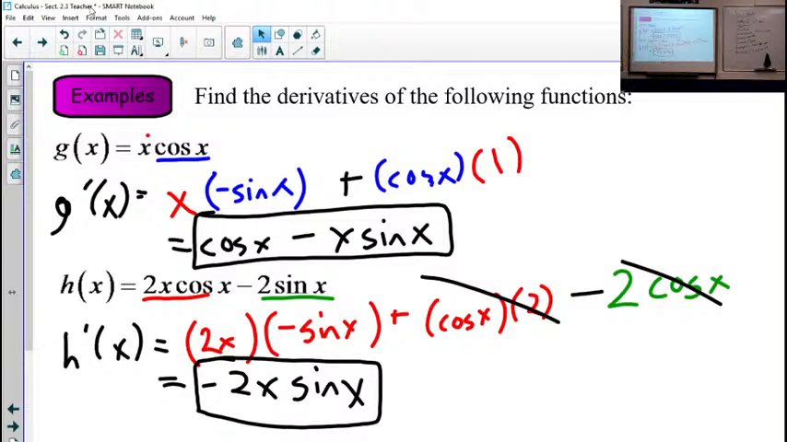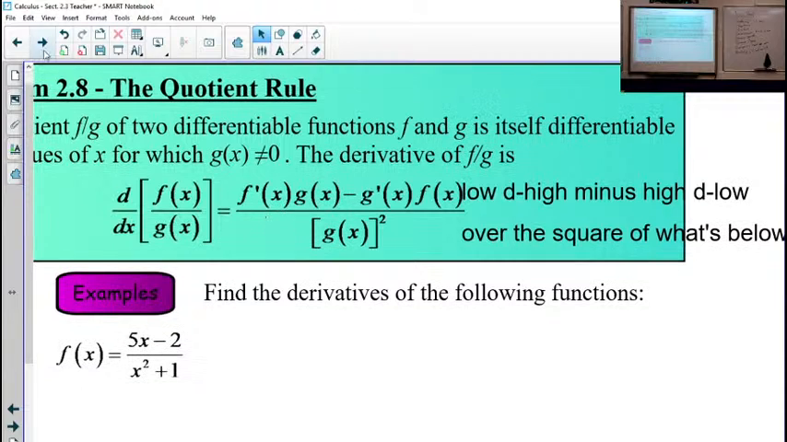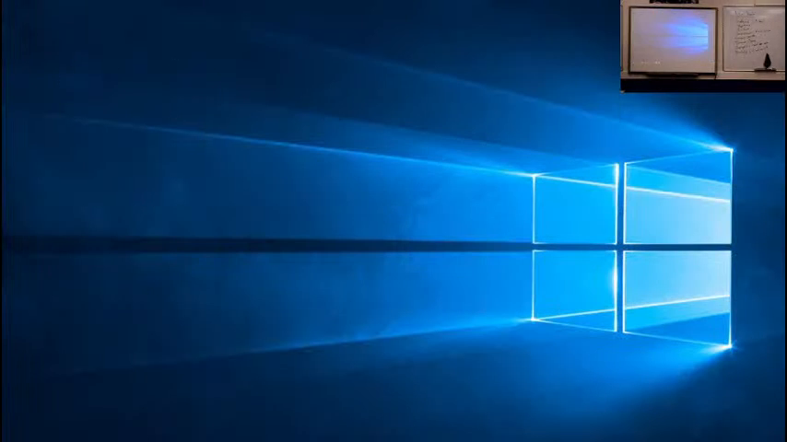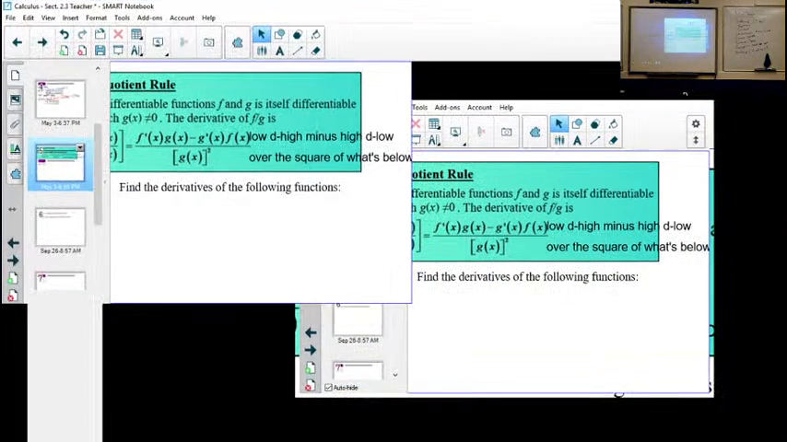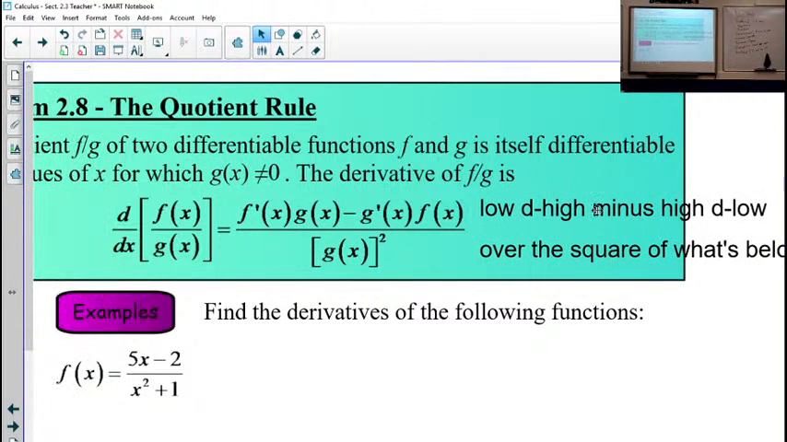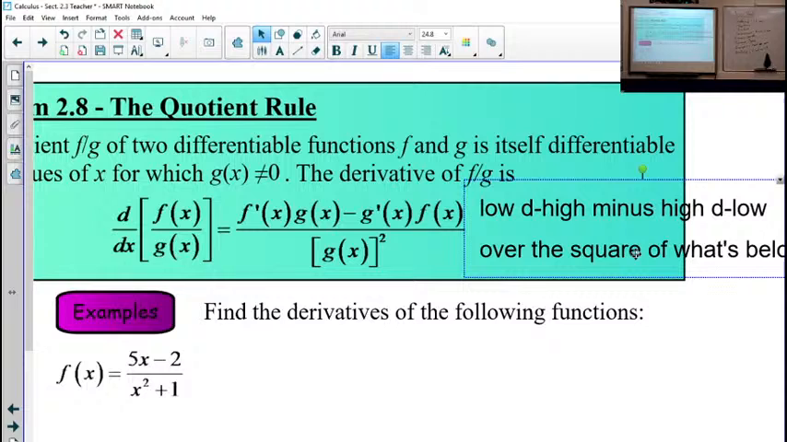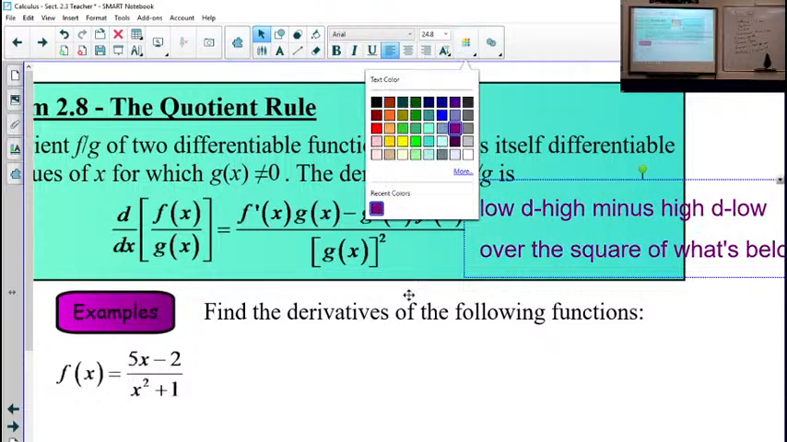Time for some more examples. All right, hold on. Do I have any more product rule examples? Let me see. Let me double check. Aha, I do not. That means we can get to the quotient rule today too. Nice.